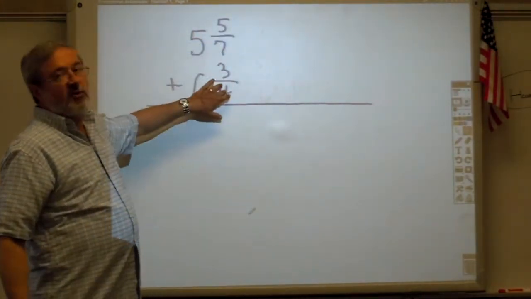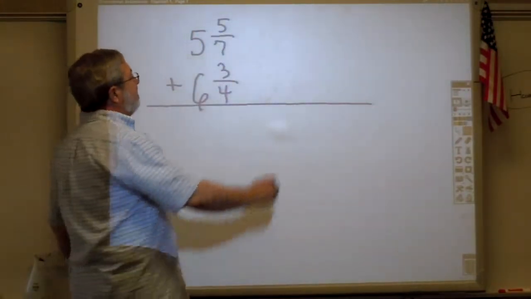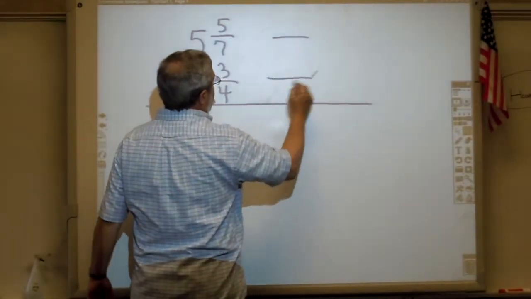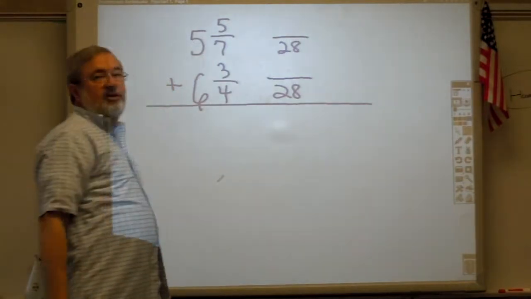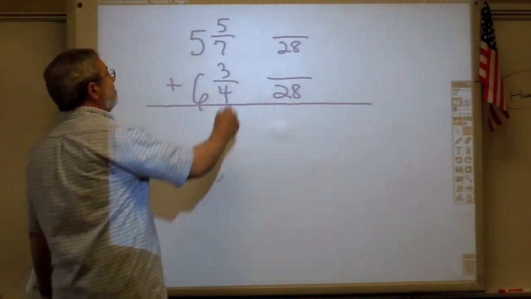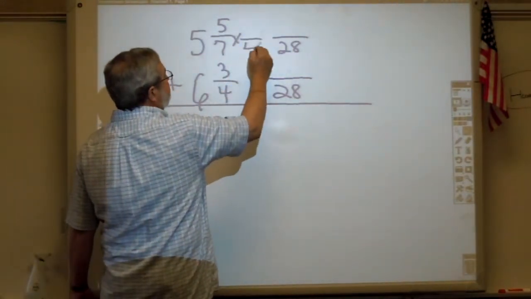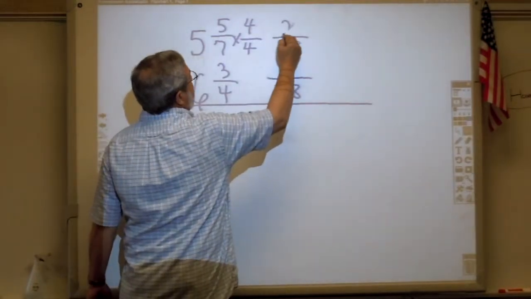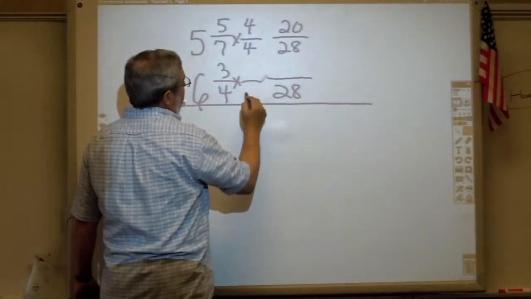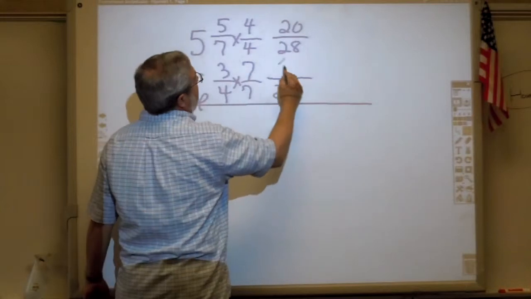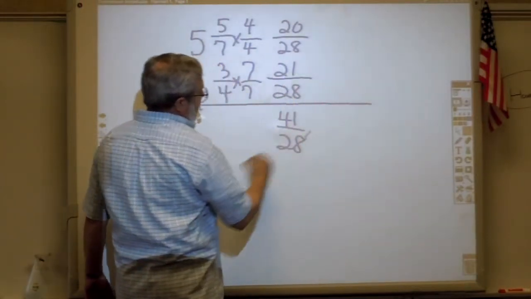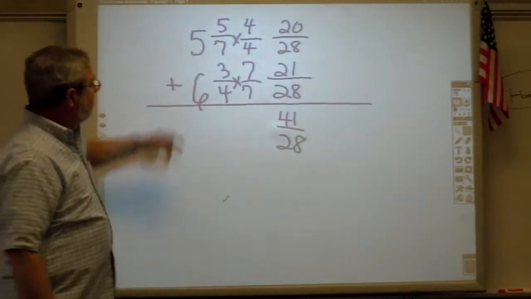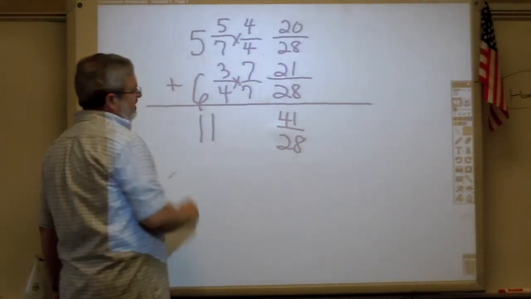All right, 7 and 4. A little bit larger numbers this time. My denominator will become 28. If you've done your least common multiple, that's what you'll finish up with. Do my equivalent fraction here. Equivalent fraction here. Now I get 41 over 28. 5 plus 6 will give me 11.